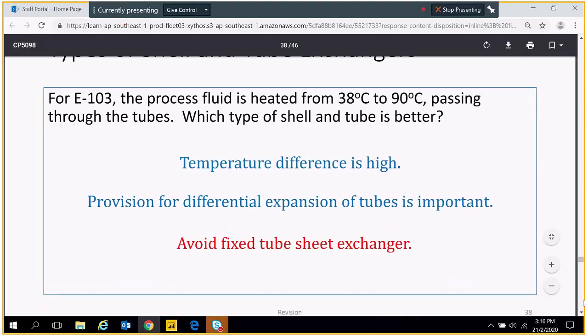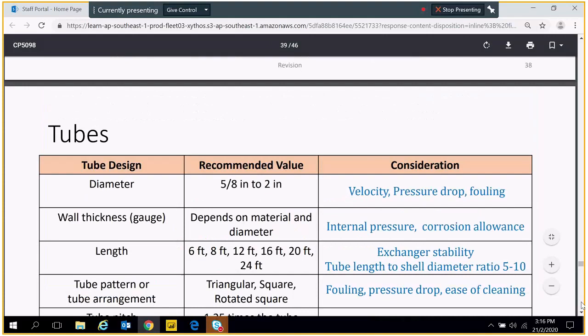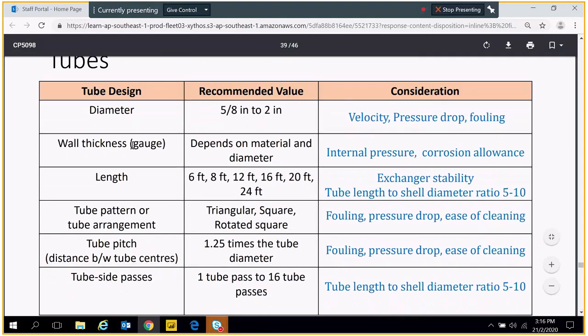Okay, this part is important. You have to read this one. These considerations are important: what you need to consider when you look at diameter, wall thickness, and so on. Tube pattern: you want to use triangular, square, or rotated square. You need to consider fouling, pressure drop, and the ease of cleaning. These considerations are for the shell side.